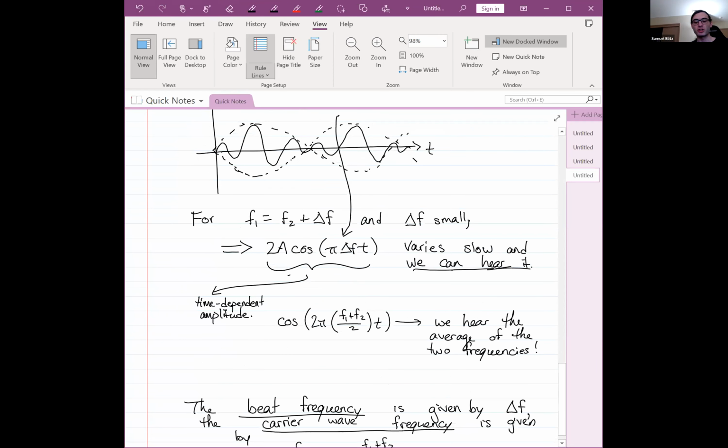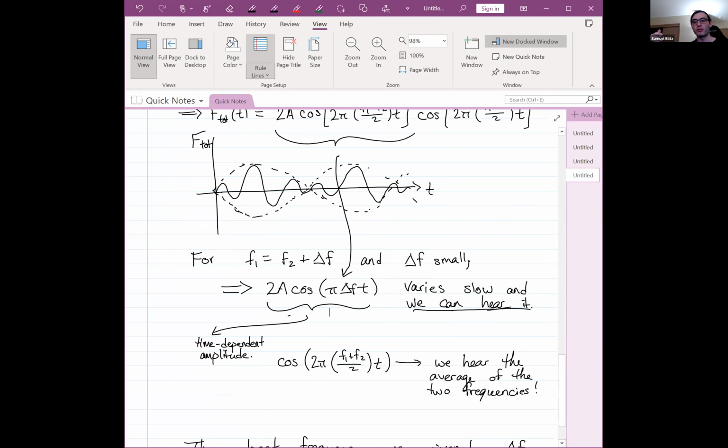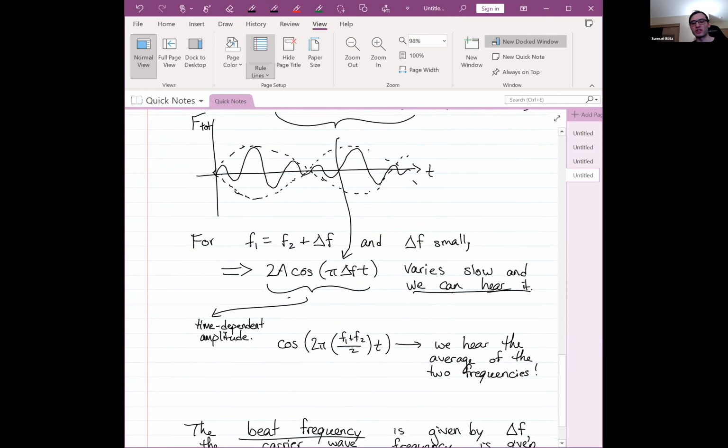And you could plot this function, and you would see that it repeats itself. Or you could plot the square of this function, which would give us roughly the intensity. Remember, the intensity is like the amplitude squared. And you would see that there would be delta f peaks every 1 second. And so that's why the beat frequency is just the difference in frequencies.